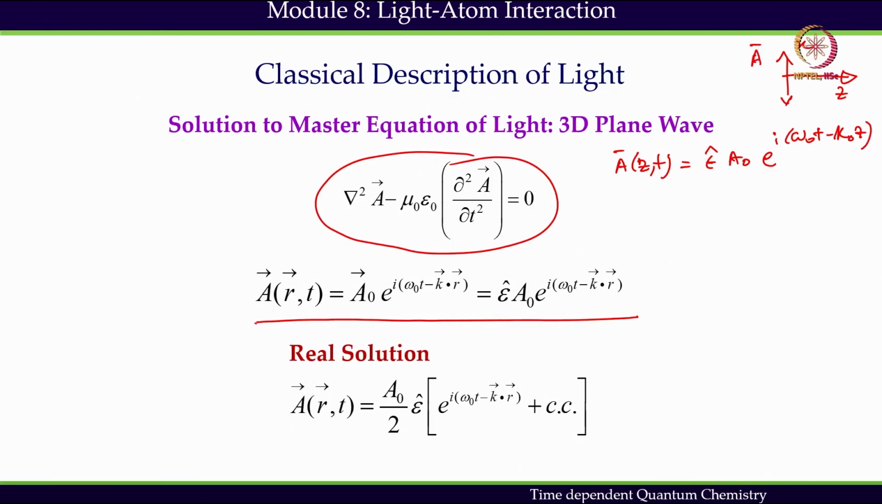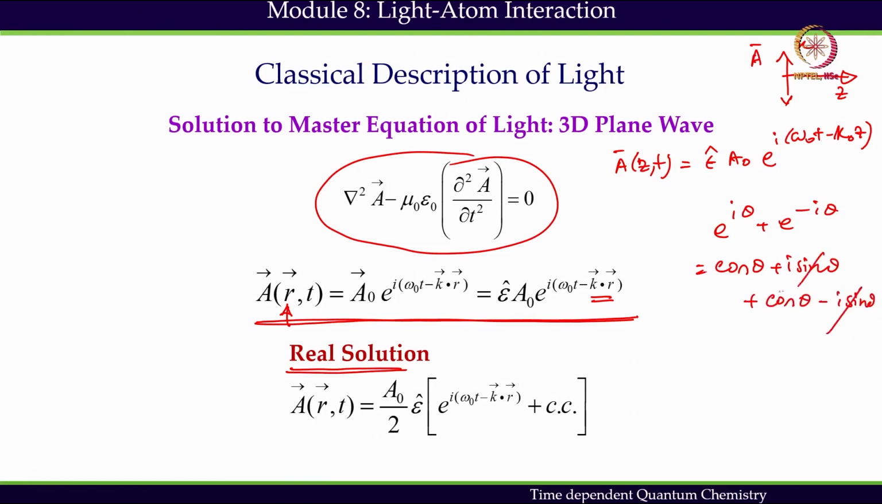And for the three-dimensional situation, if the position vector is represented by r, then this is going to be the dot product of r. And the real solution, if we find out the real solution, we know that e to the power i theta plus e to the power minus i theta is nothing but cos theta plus i sin theta plus cos theta minus i sin theta. This cancels out, I get 2 cos theta. So cos theta, what is this?